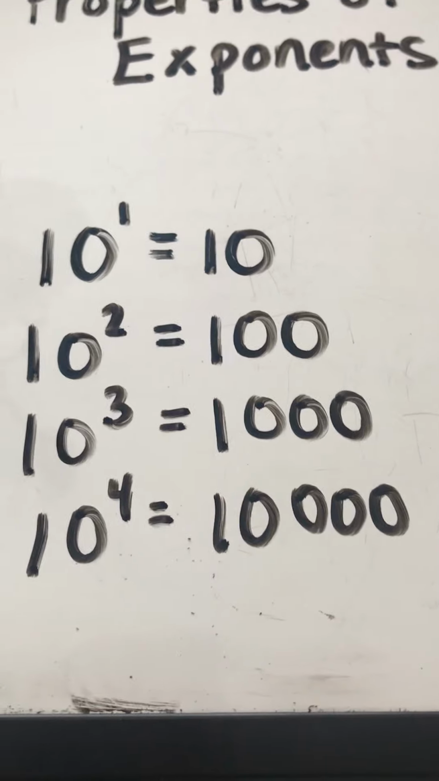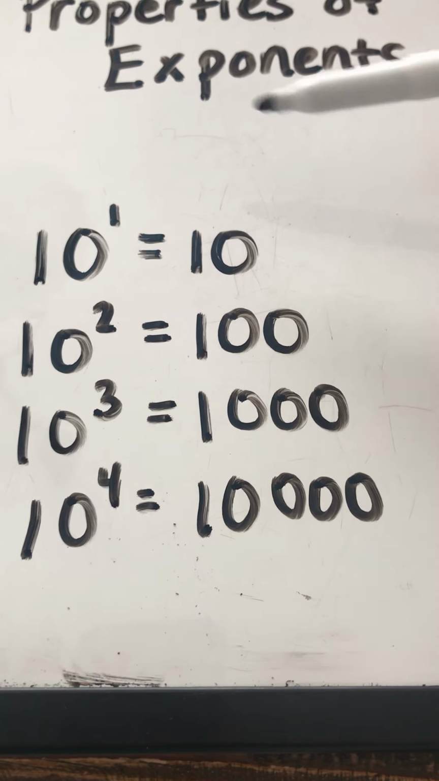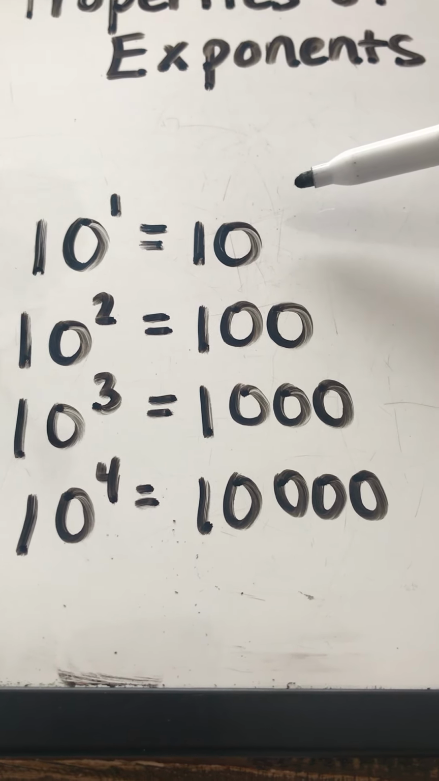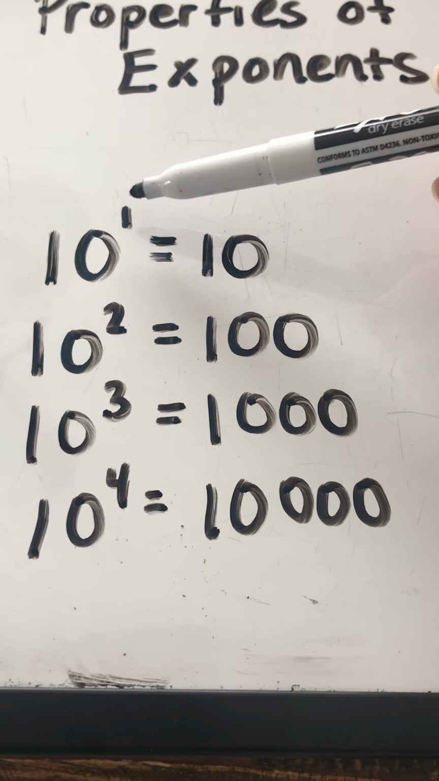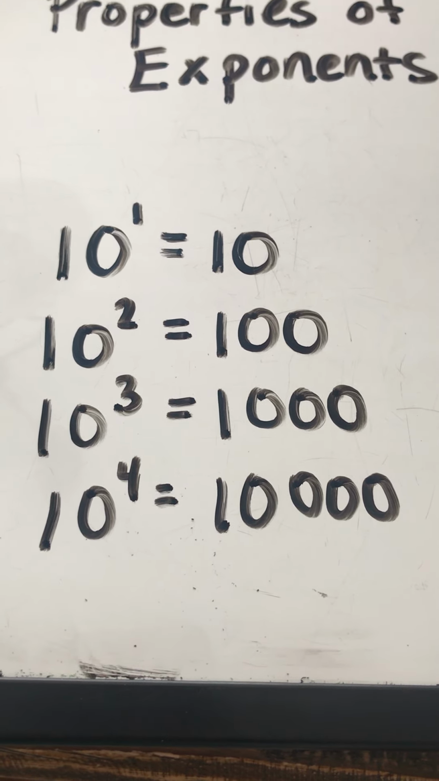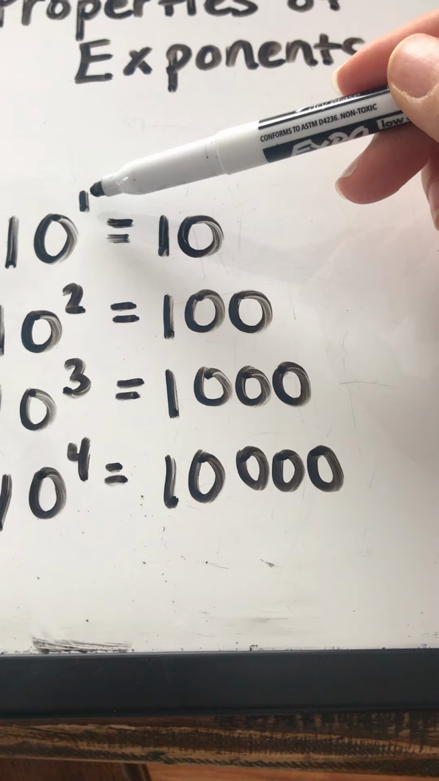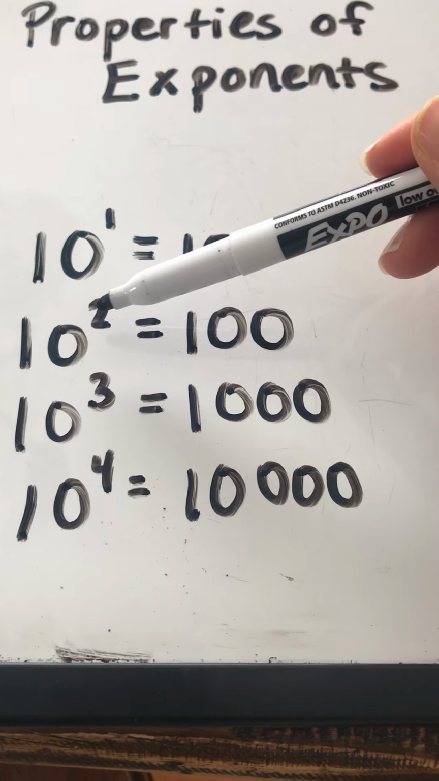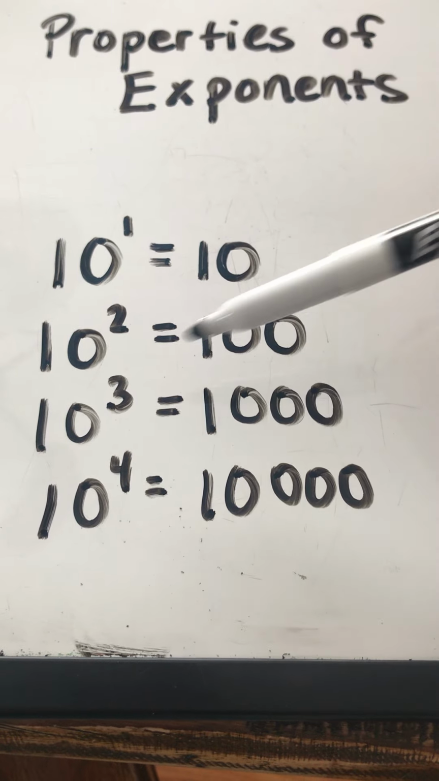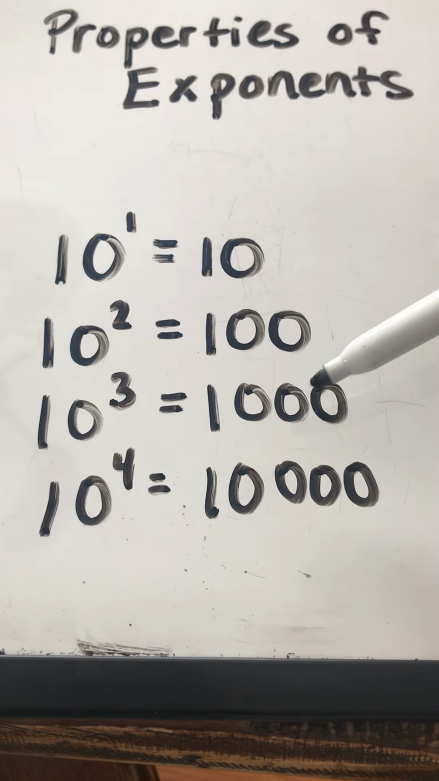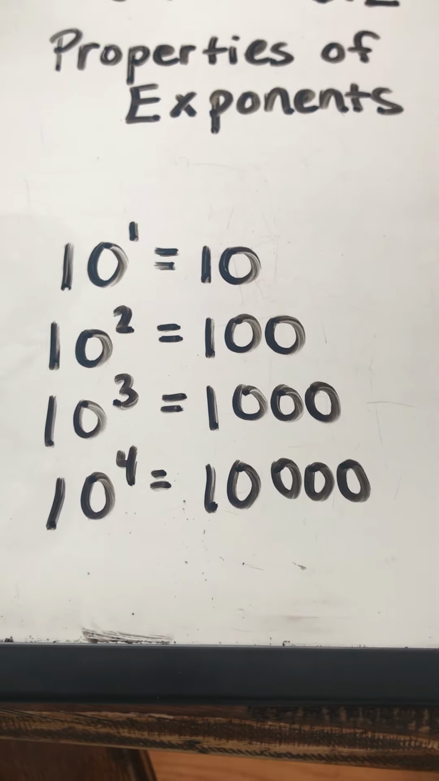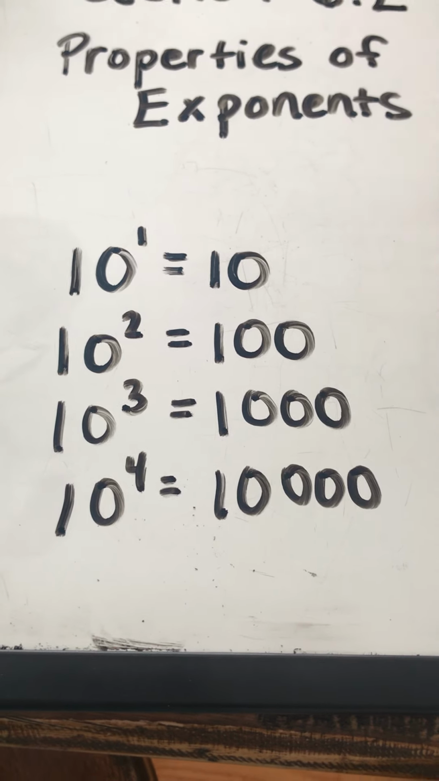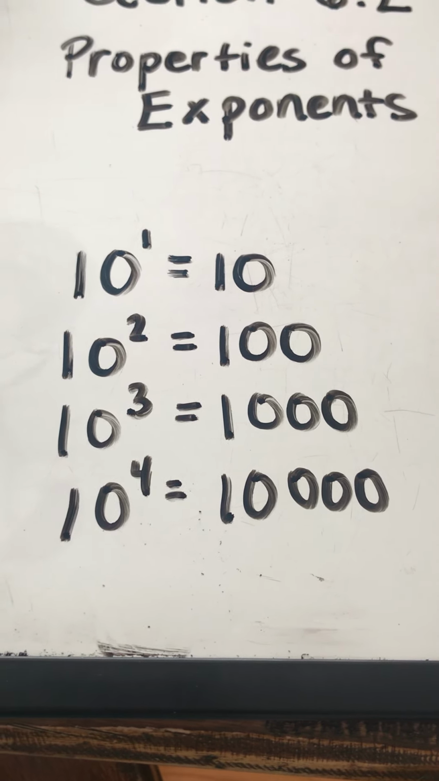Do you see a relationship between the exponent and what we get for an answer, or between the exponent and how many zeros are in our answer? The exponent of 1 has 1 zero. Exponent of 2, our answer has 2 zeros. Exponent of 3 has 3 zeros, and so on. This pattern would continue. Again, this only works for the base 10 system.